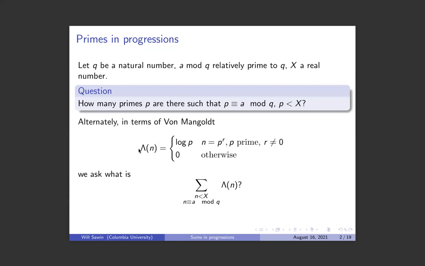So in this case, the von Mangoldt function of a natural number n is defined to be log p if n is a power of a prime p, with exponent at least 1, and 0 if n is not a prime power. And then summing for n less than x congruent to a mod q, the von Mangoldt function of n is basically equivalent to counting primes. You can go back and forth between the two problems very easily, but it'll lead to slightly nicer formulas. So that's what I want to talk about.